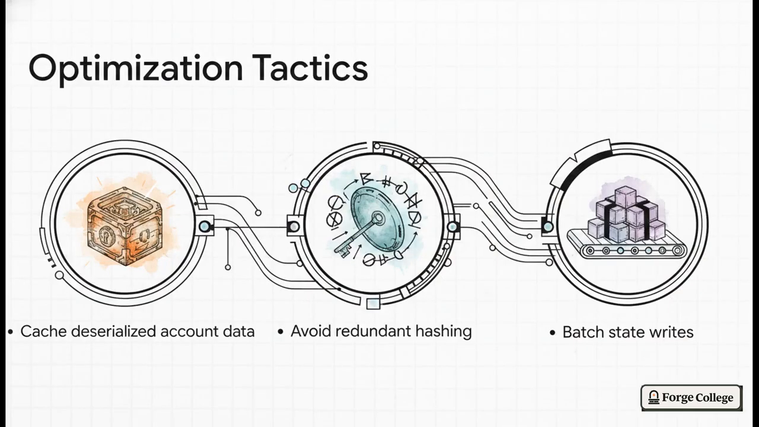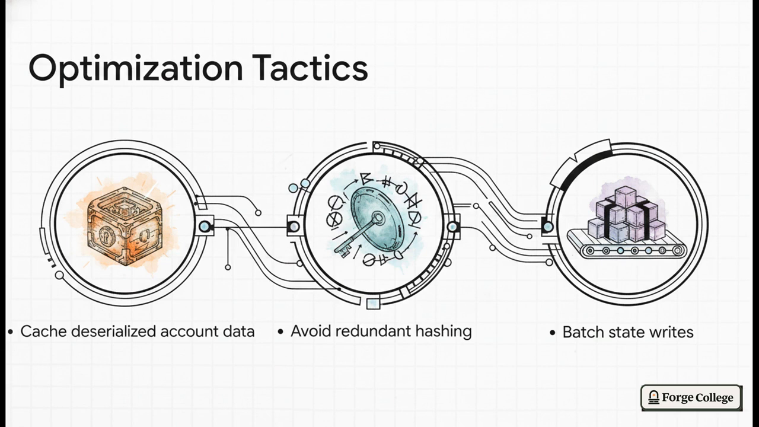So, what does a micro-optimization look like in practice? Here are a few really practical strategies to reduce repeated work. First up, you can cache deserialized account data. Instead of reading and deserializing a structure over and over inside a loop, just read it once outside the loop and reference it in memory. Simple. Second, avoid redundant hashing. If you can compute a digest once, do it, and then just reuse it.